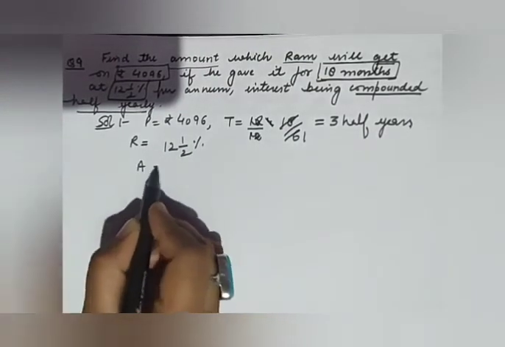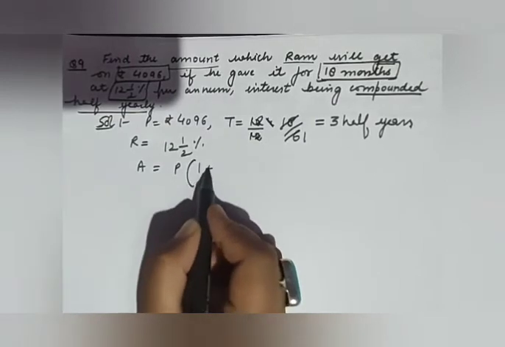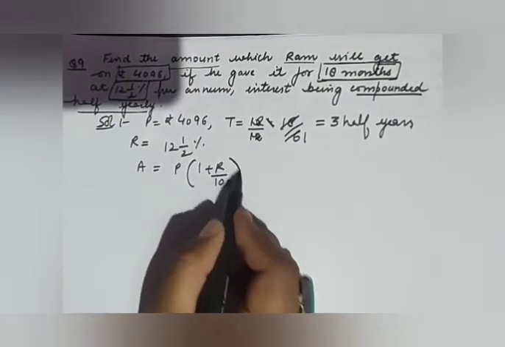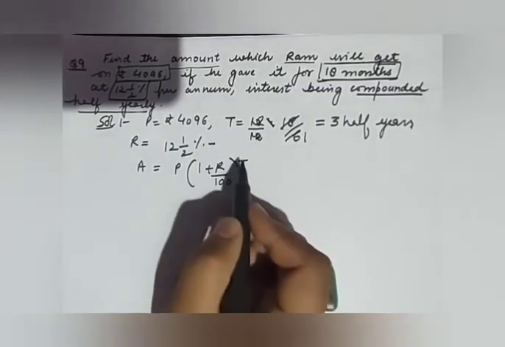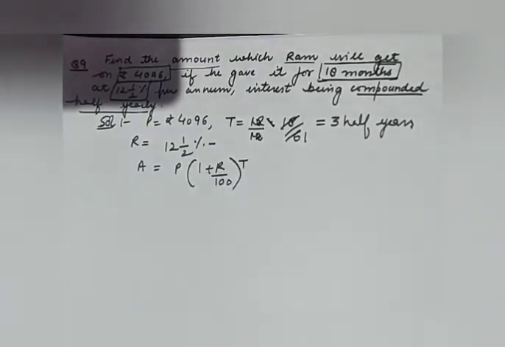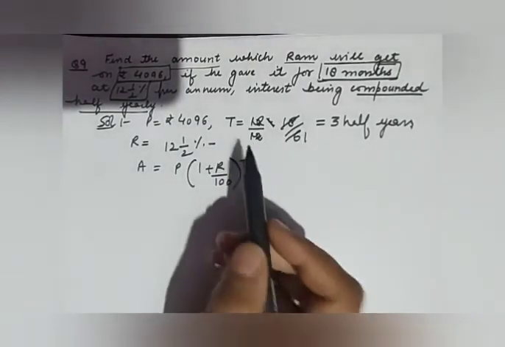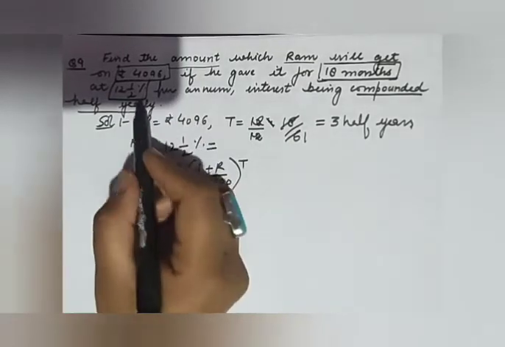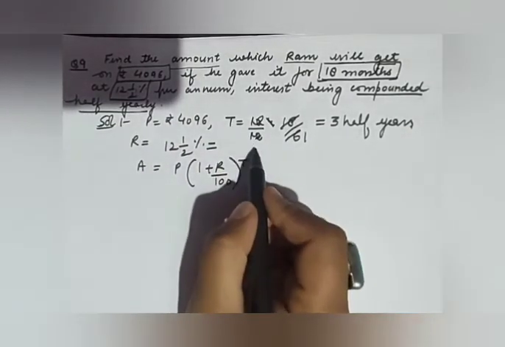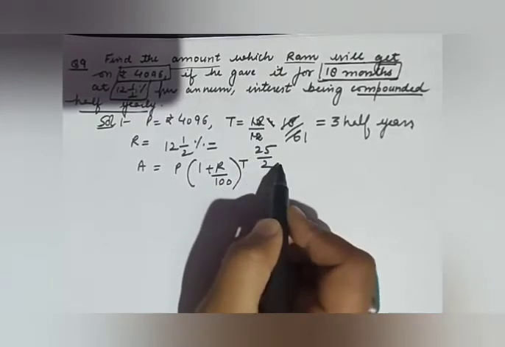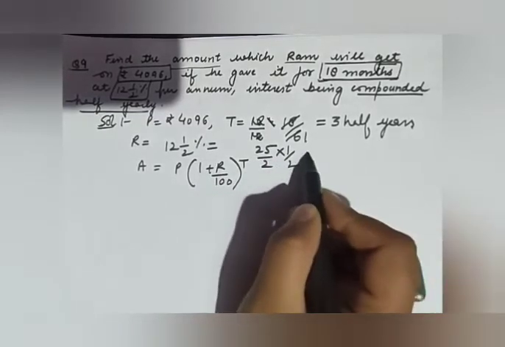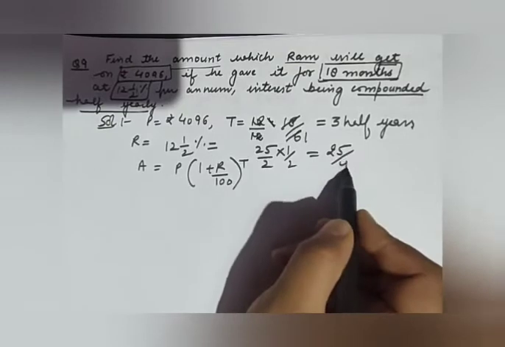So let's calculate the amount, that is P (1 plus R upon 100) raised to power T here. Okay, so you know that whenever you have to get it for half years, you have to change your rate and divide it by 2. So already it is 25 by 2, and whenever I am dividing it by 2, I will be getting 25 by 4%.